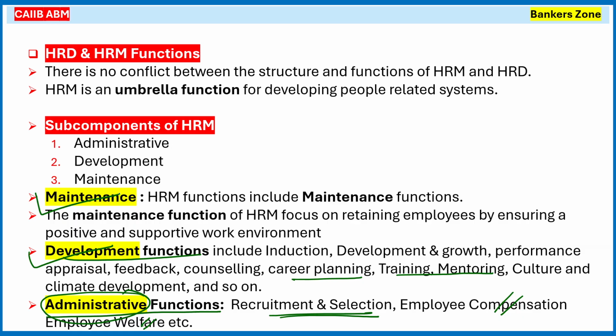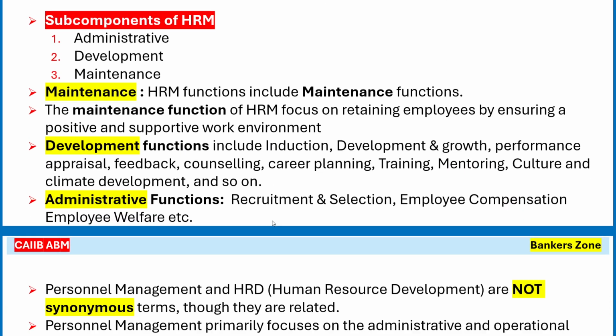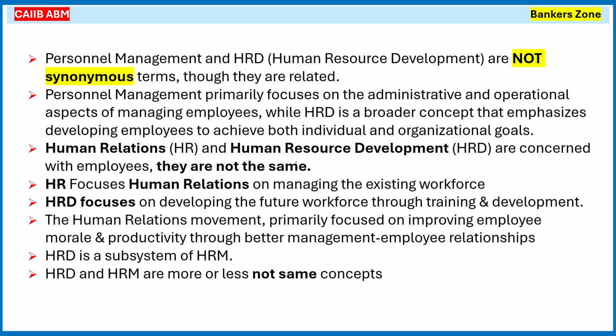Okay, maintenance means simply we should make the environment in such a way that employees should not leave the organization. This is called maintenance function. Now see, personal management and HRD, human resource development, are not synonymous terms. They are related, but they are not the same. Remember that.